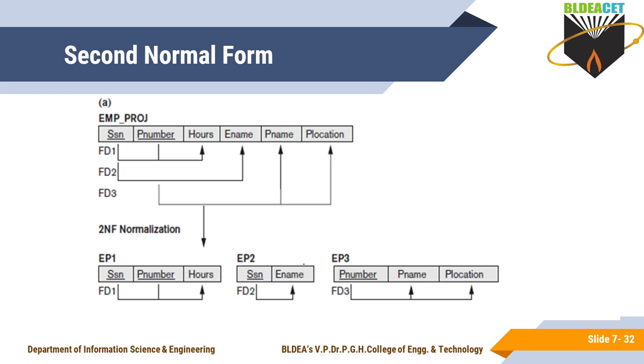Like this, while designing any relation, you have to check whether it is in the first normal form or not, whether it is in second normal form or not. If it is not, you have to convert that relation into second normal form by decomposition. So this is about second normal form. Is it clear now?